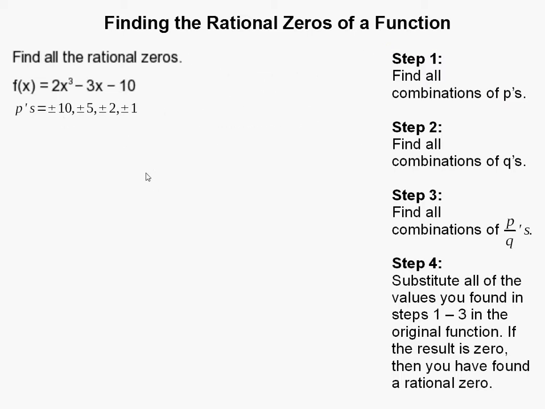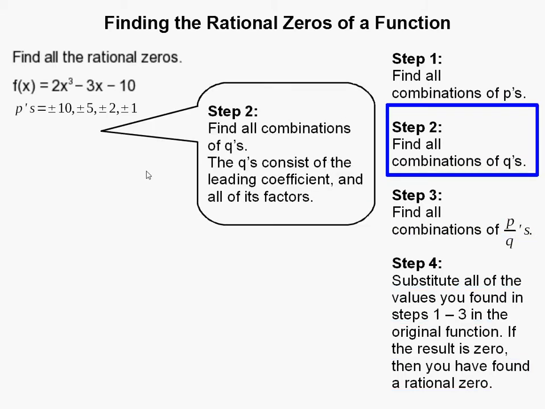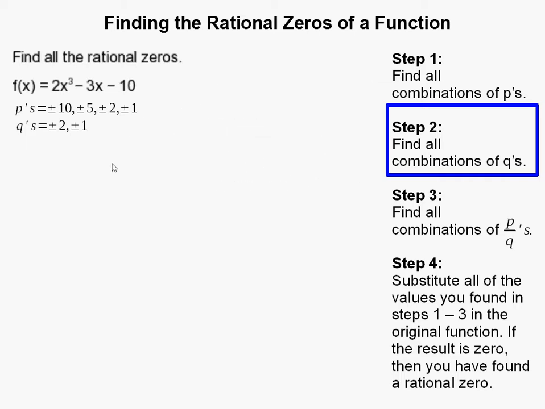Next step is we've got to find all the q's. So the q's consist of the coefficient of the leading term, but remember, you have to have your equation in descending order of exponents. I already have it in descending order of exponents, right? Because this is to the third power, to the first power, to the 0 power. So we want the coefficient of this term, which is 2, and then all of its factors. Well, that's just plus and minus 2, plus and minus 1, right? So we're just doing whole numbers right here. Okay, so far so good.